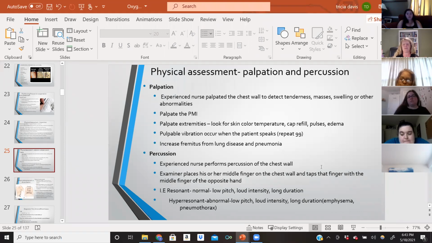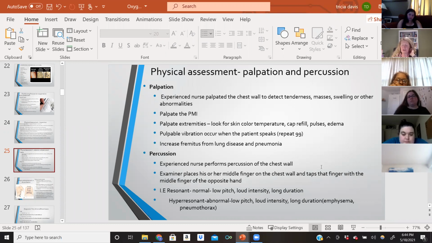It's possible that sometimes we have great pulses in our upper extremities because they're close to the heart. When we get all the way down to the feet, sometimes we don't have great pulses because they're further from the heart. We want to check our extremities for edema. Palpable vibration when the patient speaks.